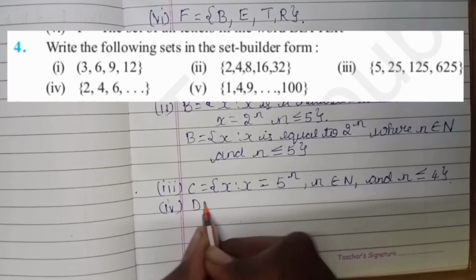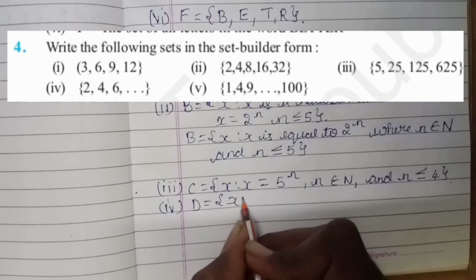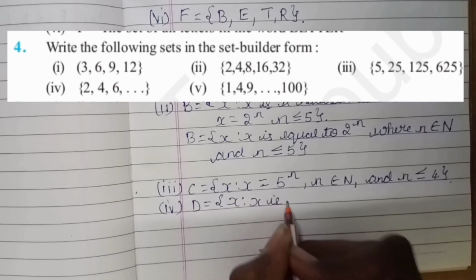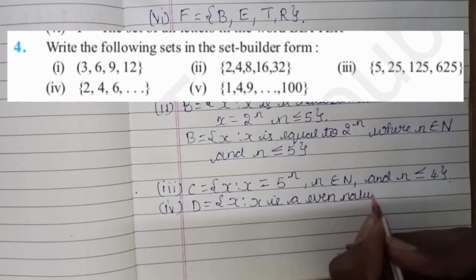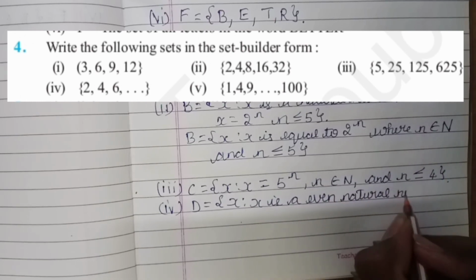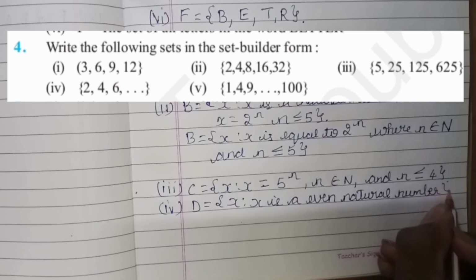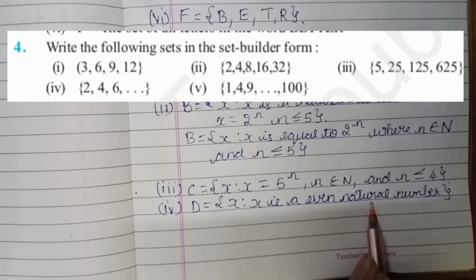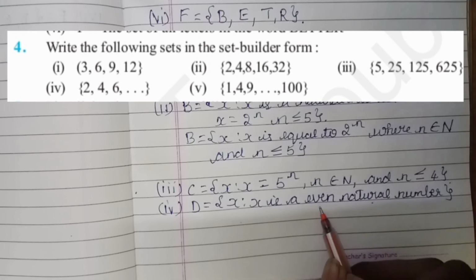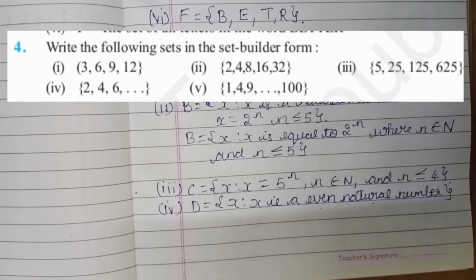D is equal to x such that x is an even natural number. First thing, when you read it itself, you will come to know it is a natural number. Second, after seeing the series, you will say that it is an even number. So it is an even natural number.